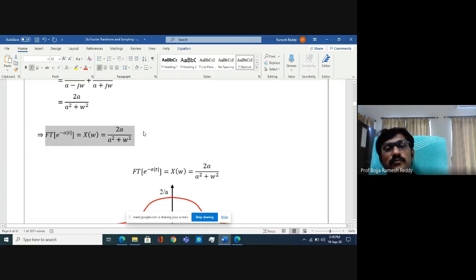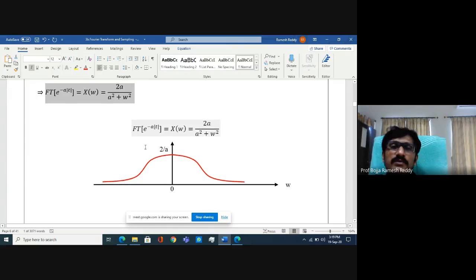Fourier transform: we know the Fourier transform of decaying exponential is 1 by a plus j omega, rising exponential is 1 by a minus j omega, and double exponential is 2a by a square plus omega square. We have to know all the three. These are the basic things actually. In examination, don't do all the calculations. We have to know these formulas, the Fourier transform of this.